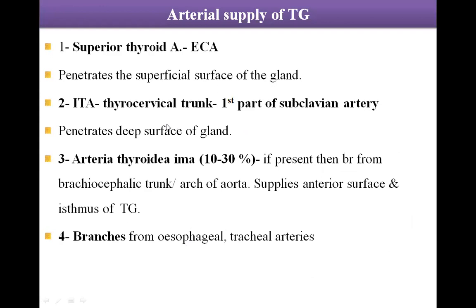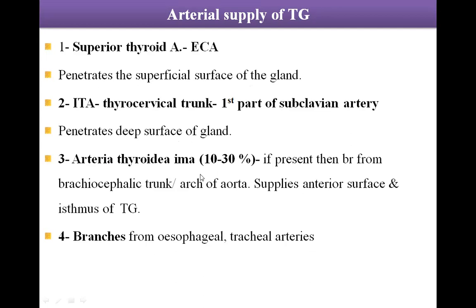Arterial supply of the thyroid gland. The thyroid gland is supplied by the superior thyroid artery, which is a branch of the external carotid artery. It penetrates the superficial surface of the gland. The inferior thyroid artery is a branch of the thyrocervical trunk, and this thyrocervical trunk is a branch from the first part of the subclavian artery, and it penetrates the deep surface of the gland.